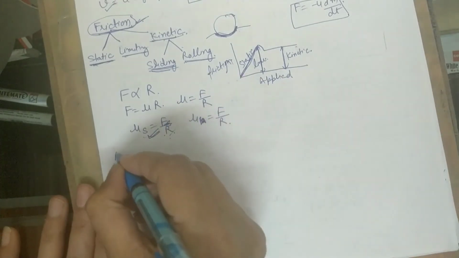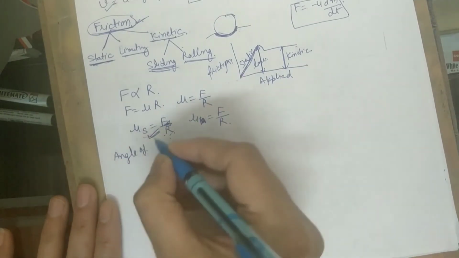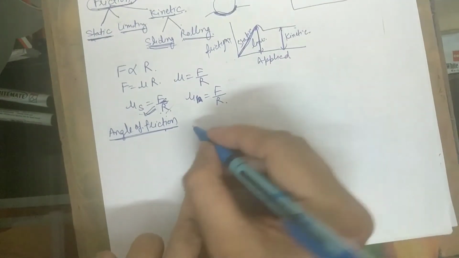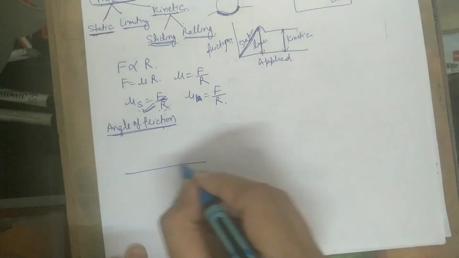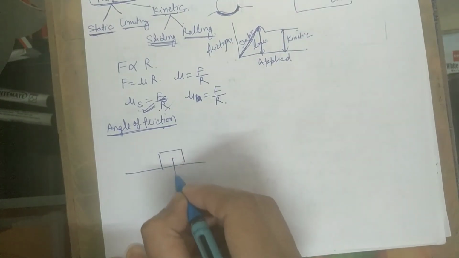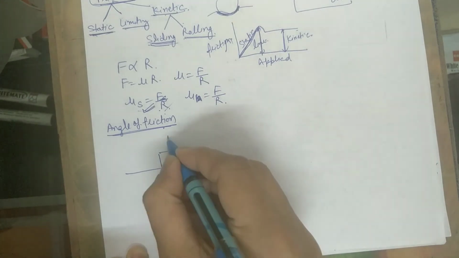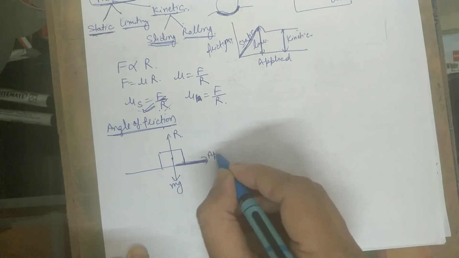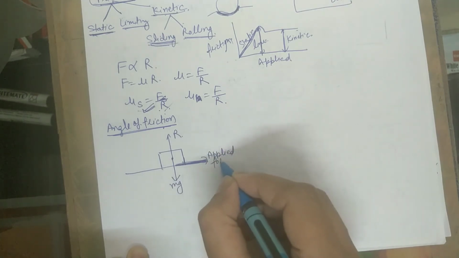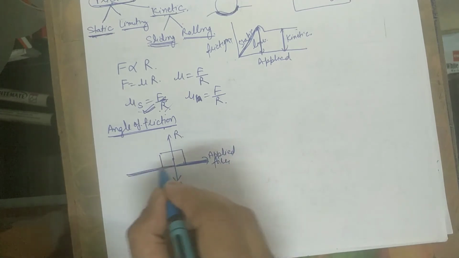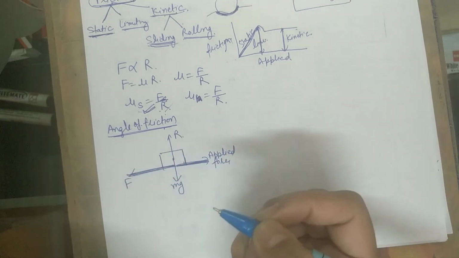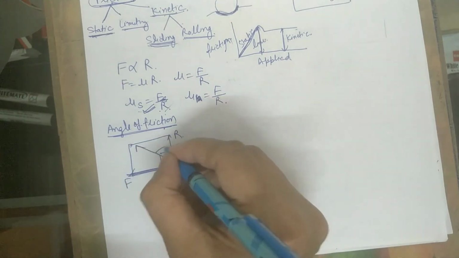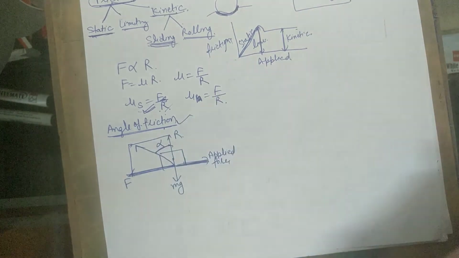Then we have the term angle of friction. When a body is placed on a surface, weight acts downward and normal reaction upward. If we try to move the body by applying a force in this direction, there is friction between the two surfaces. The resultant of normal reaction and friction makes an angle with the normal reaction, and this is called the angle of friction.